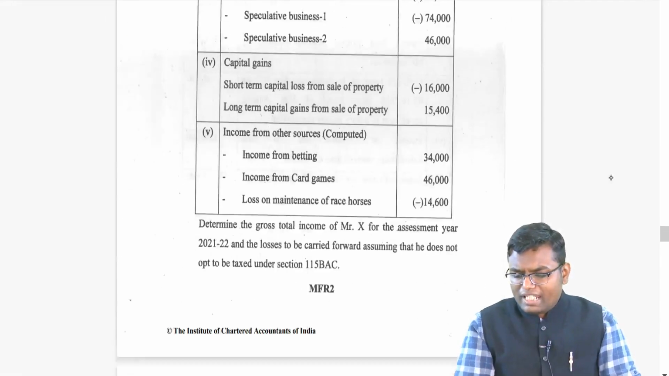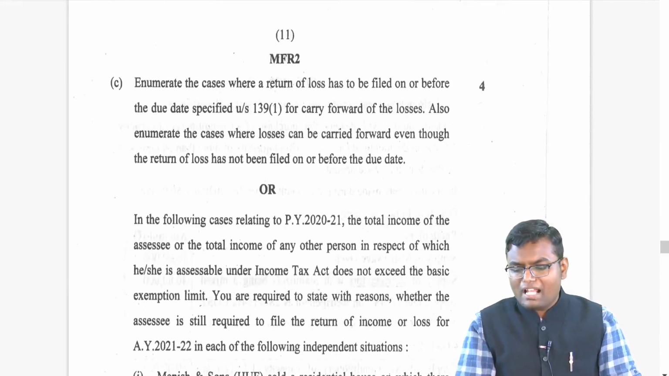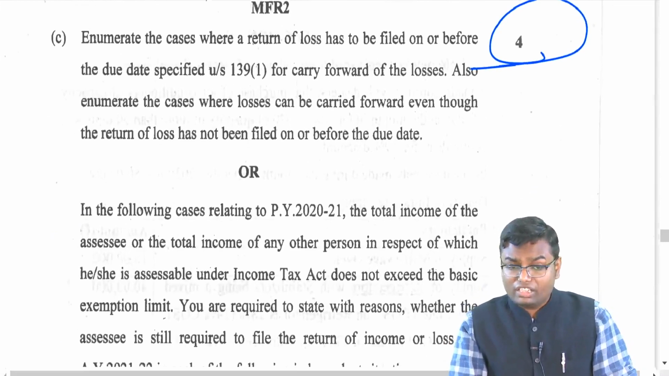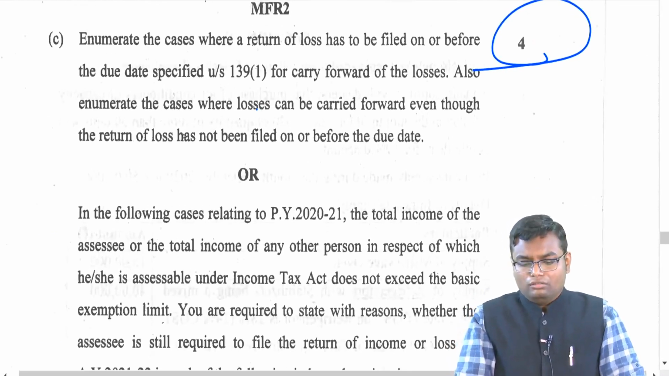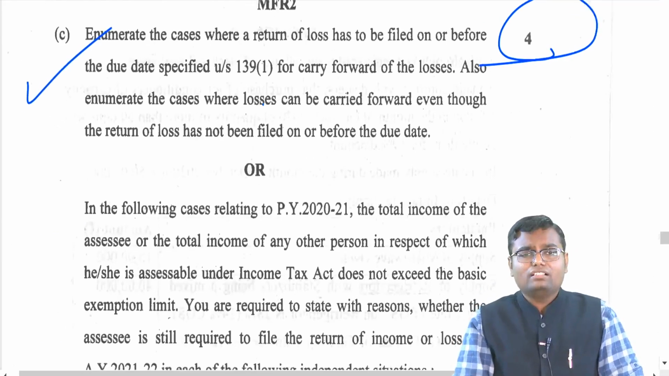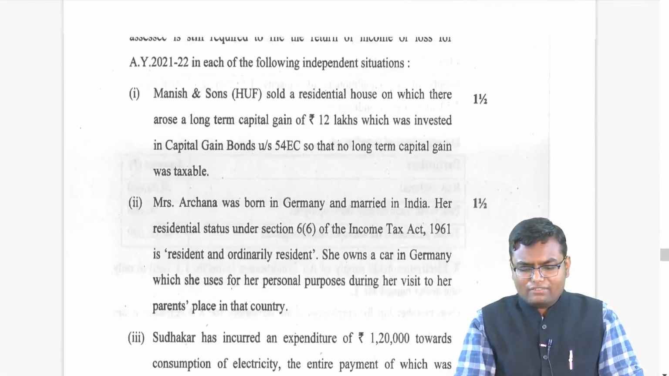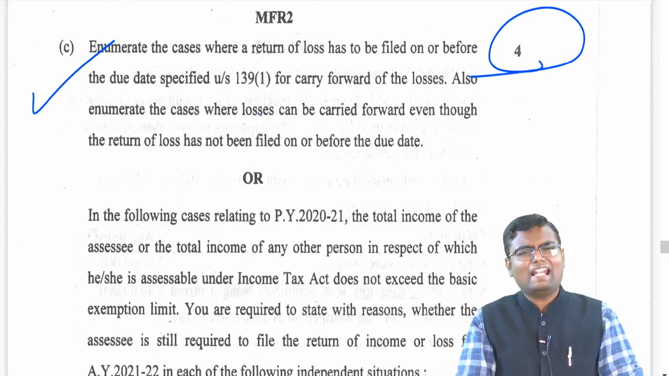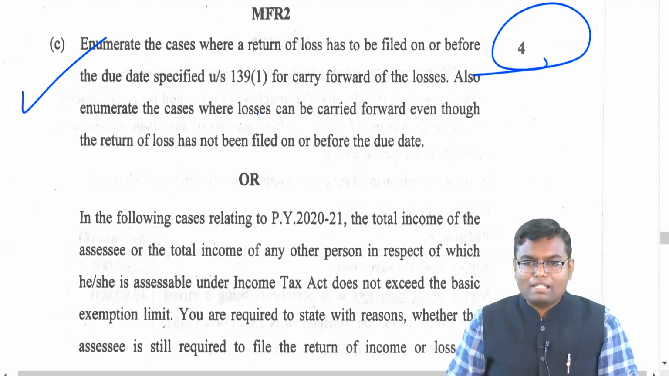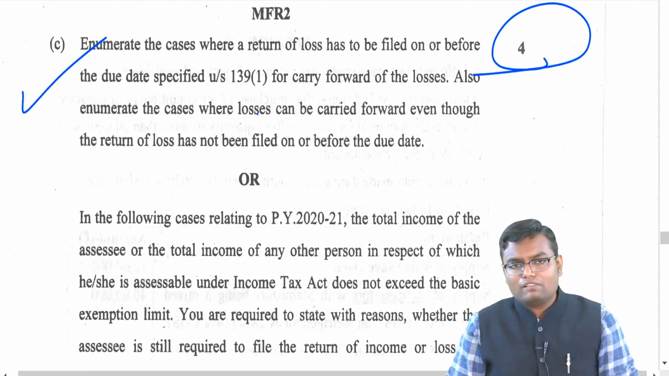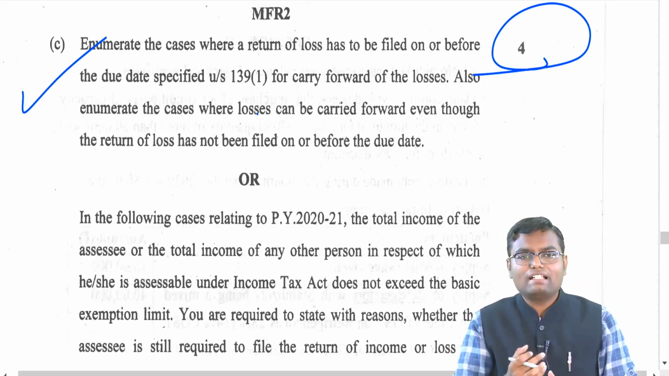Then, as per their tradition, a 4-marker question was there from the assessment procedure chapter, a theoretical question, literally very easy. Again, the provision of this second question is directly given in the JKC textbook. So, I can say that the entire paper was covered by the JKC textbook. If we see this section B other than MCQ, because MCQ is not on record, that's why.